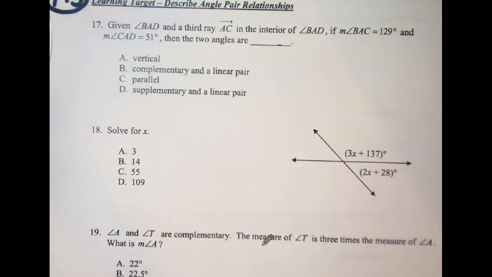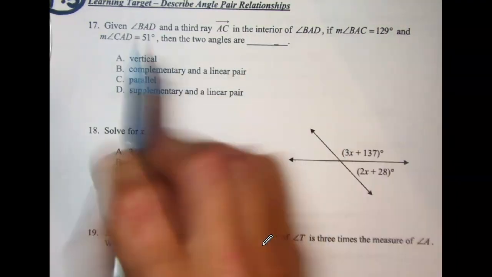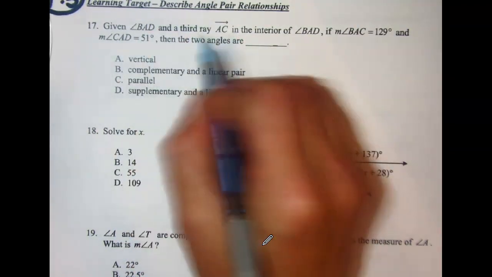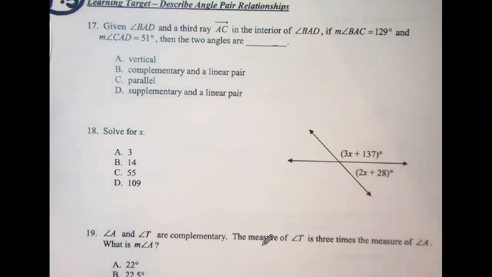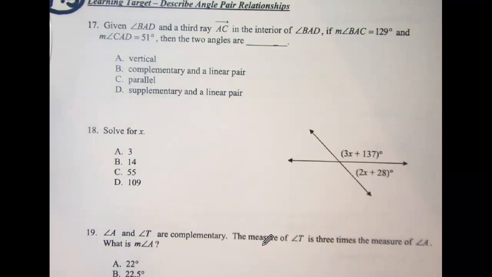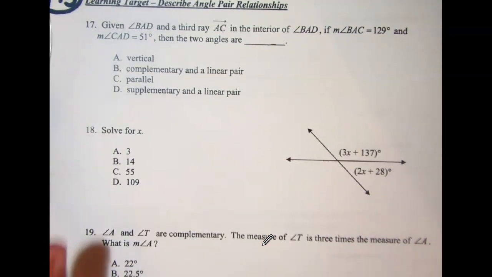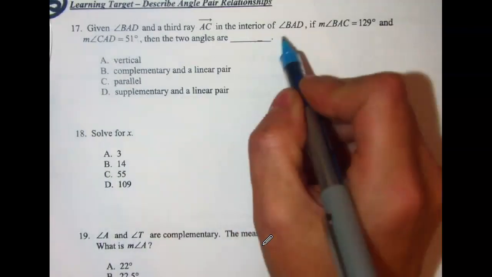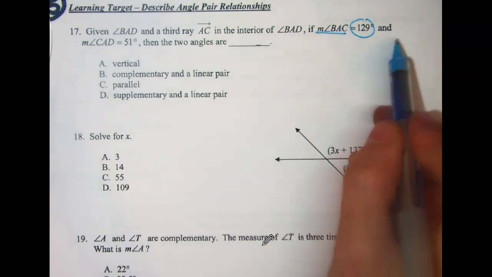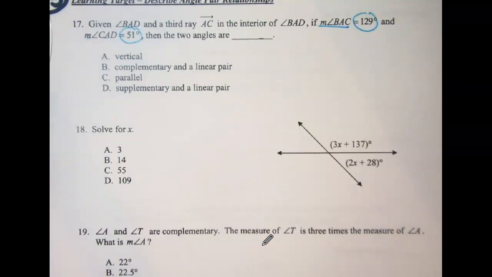So this one, when I read through the problem, it's giving me two angle measures. It's saying if BAD, and there's a third ray. So there's two types. We're going to be either looking at complementary or supplementary. So I want to probably do the work before I draw it out. This one's not even necessarily needed to be drawn out. So it says if the measure of BAC is 129 and the measure of CAD is 51, what are the two angles?